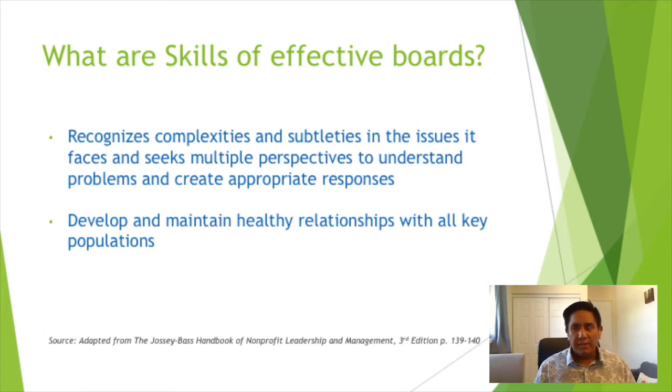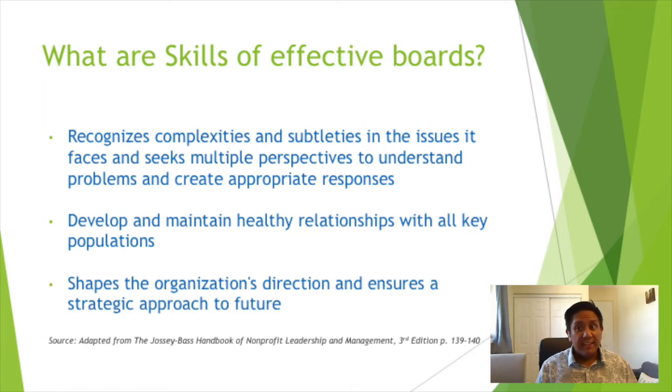Think of this as political in the sense that your organization has many stakeholders involved in what you do. People who care about what's happening. Think of this as staff, volunteers, funders, and it could very well be folks that are holding political office as well, who care about what your organization does in the community. And finally, strategic. This is envisioning and shaping the organization's directions and helping to ensure that a strategic approach to the organization's future is available to the organization.